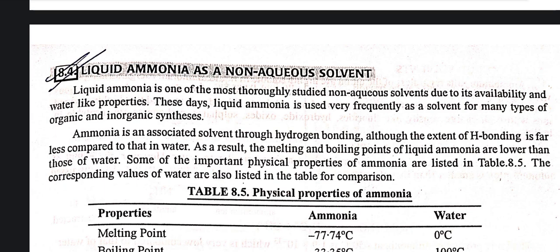Ammonia is an associated solvent through hydrogen bonding, although the extent of hydrogen bonding is far less compared to that in water. As a result, the melting and boiling points of liquid ammonia are lower than those of water. The corresponding values of water are also listed in the table for comparison.